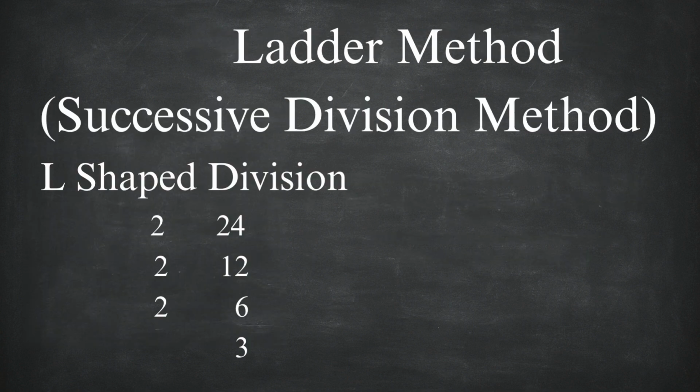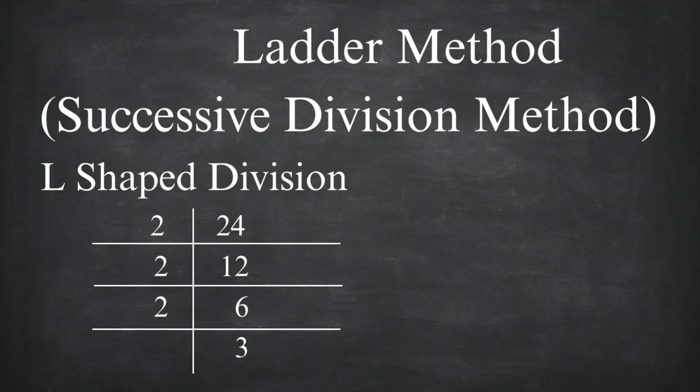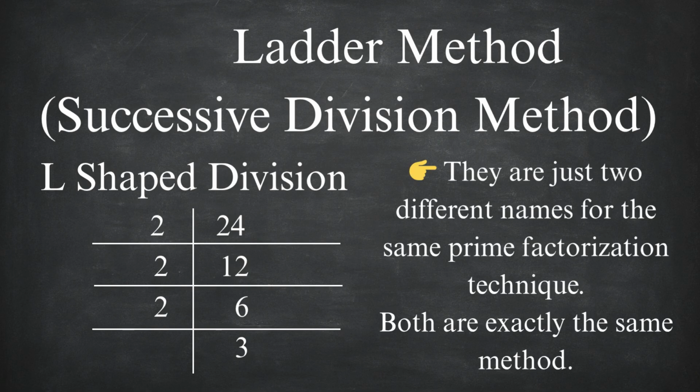Next method, successive division. This looks like an L shape. You keep dividing the number by prime numbers until you reach 1. Same idea, just a different style.